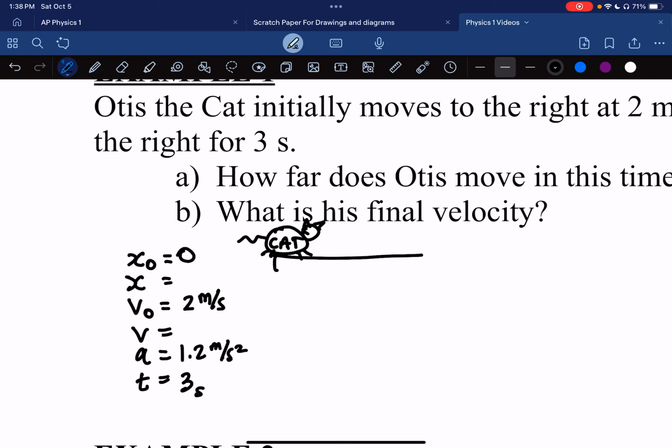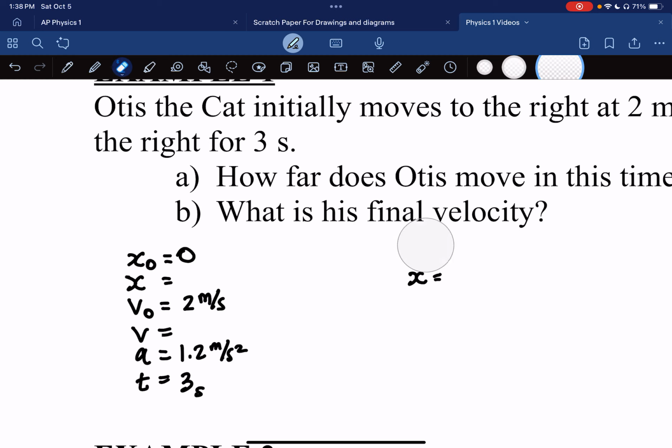And your cat is initially moving to the right. Let's just make the starting point of the cat 0. And wherever the cat goes by the end of the problem after 3 seconds will be how far the cat has gone. Okay? So we're going to do that often. If they don't say where x naught is, where it's starting from, just make that 0.